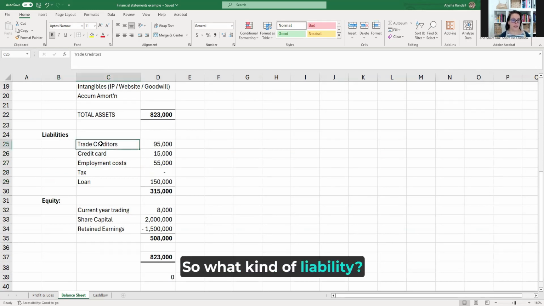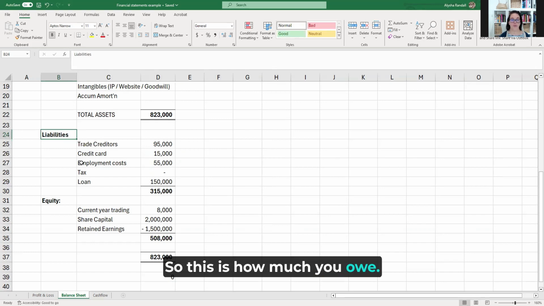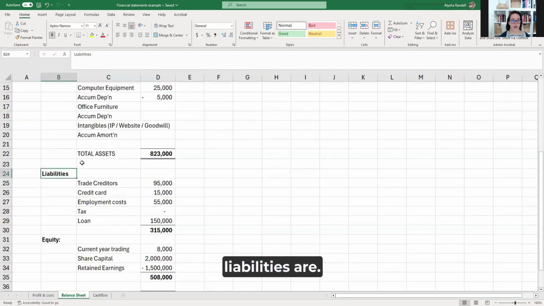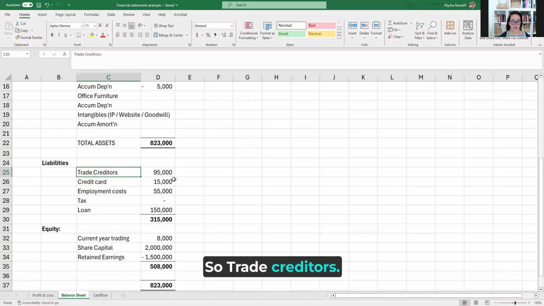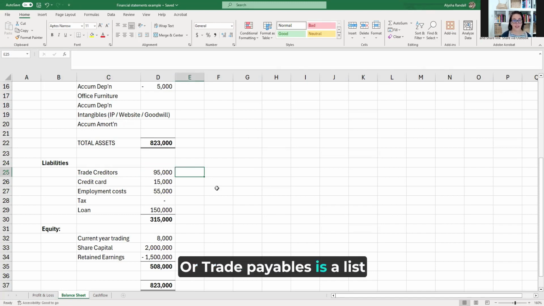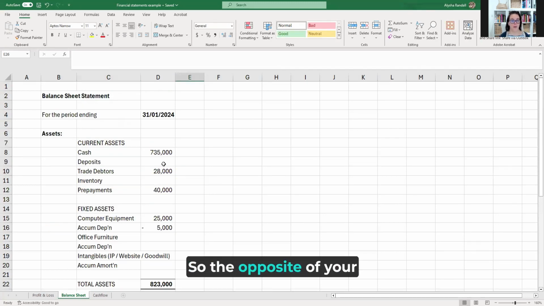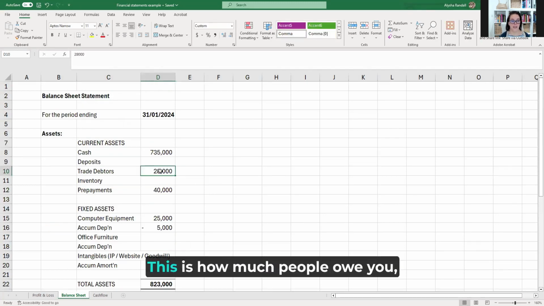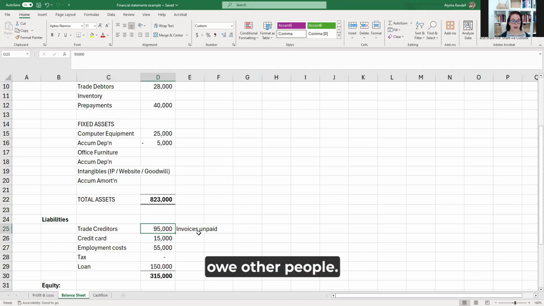So what kind of liability? So as I mentioned, credit card balance. So this is how much you owe. Basically, that is what your liabilities are. How much do I owe other companies, other people? So trade creditors, that is just a total list, or trade payables is a list of all the unpaid invoices. So the opposite of your trade debtors. This is how much people owe you, and this is how much you owe other people.